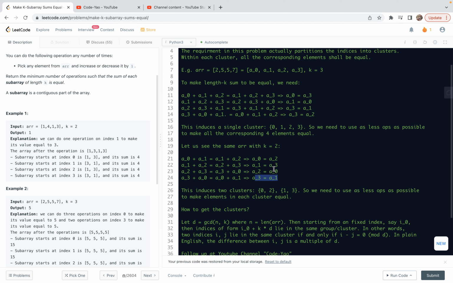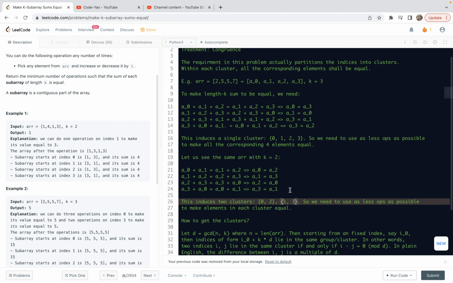If we look at these relations, we see that the indices actually are partitioned into 2 clusters. One is 0, 2, because the corresponding elements should be the same. And also 1, 3. And for the corresponding elements, they must be equal. So we need to use as few operations as possible to make elements in each cluster equal. So that's the main strategy.